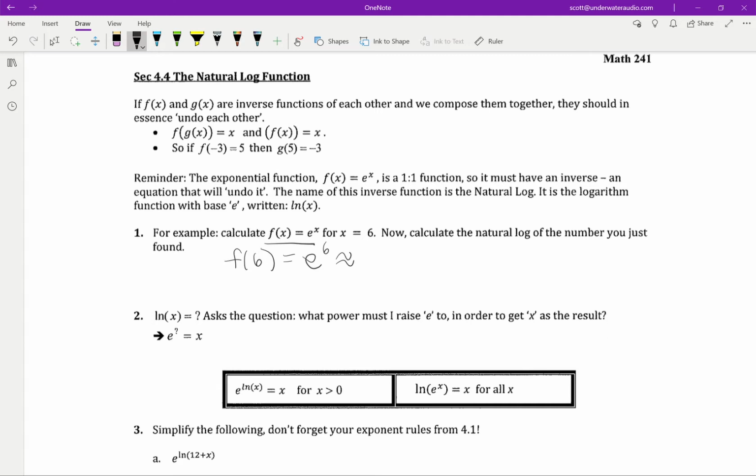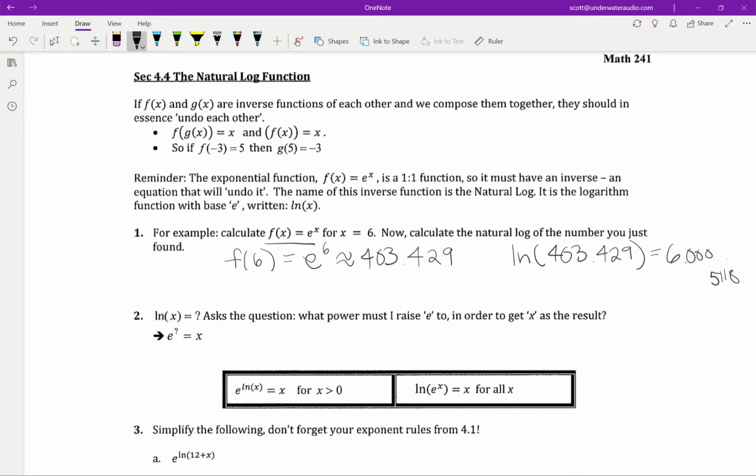E to the 6th power is roughly 403.429. So then if I take what I have here and then do the natural log of 403.429, my hope is that I get back to 6. So natural log of 403.429, it's 6.0000 blah blah blah until 5118.